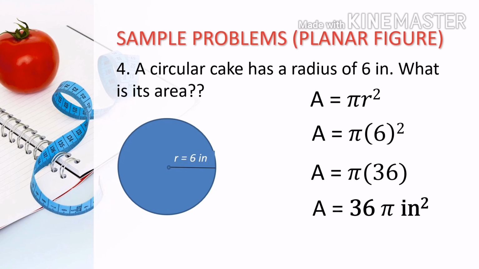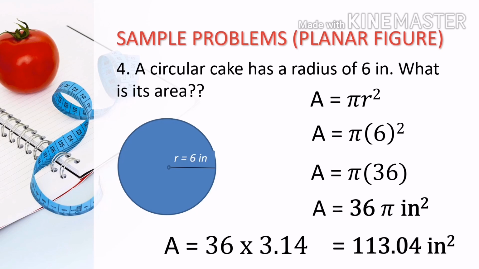Sometimes okay na naka-final answer yung pi eh. Pero pag sa choices, wala kayo nakikitang pi, ibig sabihin, minultiply talaga yung square ng radius doon sa numerical value ng pi. So that would also be equal to 36 times 3.14, giving us an area of 113.04 square inches.